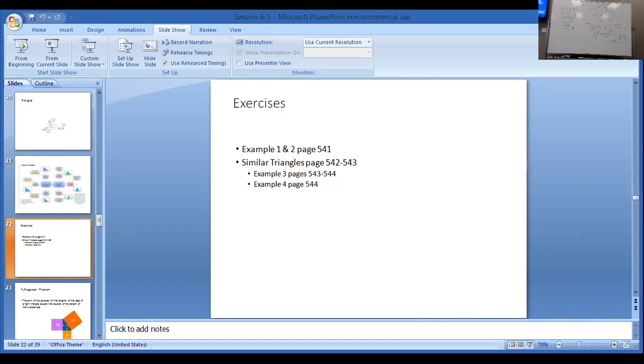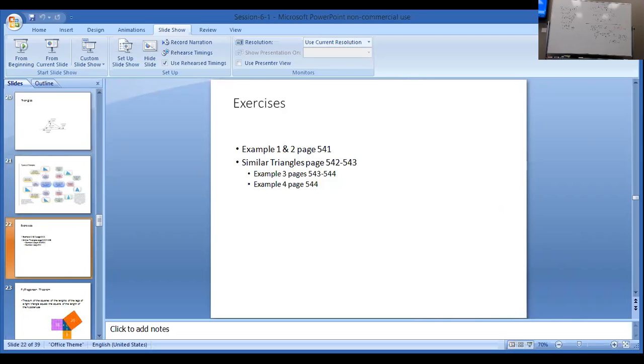Similar triangles are triangles whose corresponding angles have the same measure and the ratio of the lengths of the corresponding sides are equal. For example, if you look at figure 10.18, page 543, these are similar triangles, because the corresponding angles have the same measure and the ratio of the sides are also the same. In other words, side AC over DF is 6 over 3, which is equal to 2.